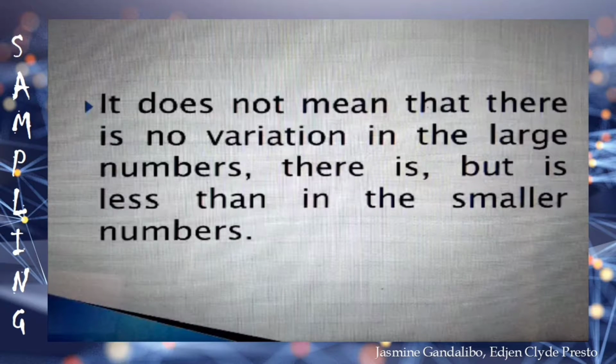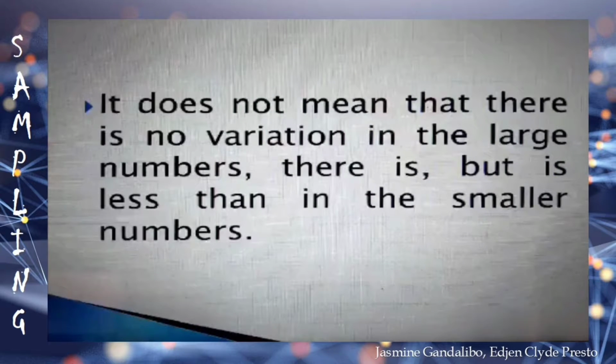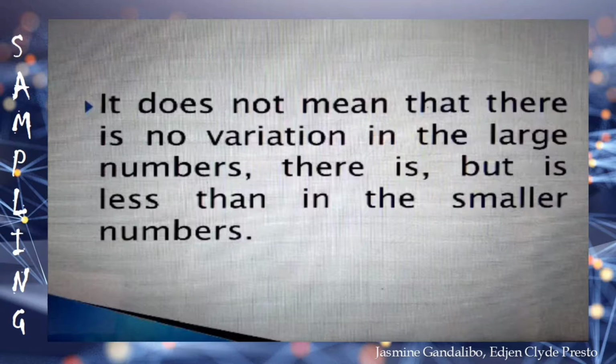It does not mean that there is no variation in the large numbers. There is, but it is less than in the smaller numbers. Thus, both the principles talk about the sample size. The larger it is, the greater the accuracy of the result obtained.